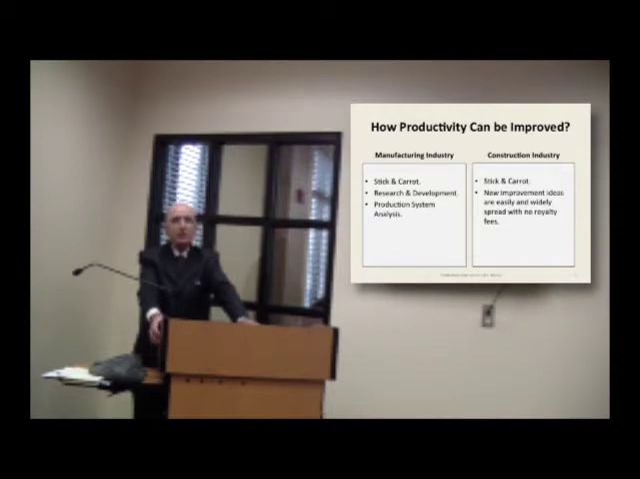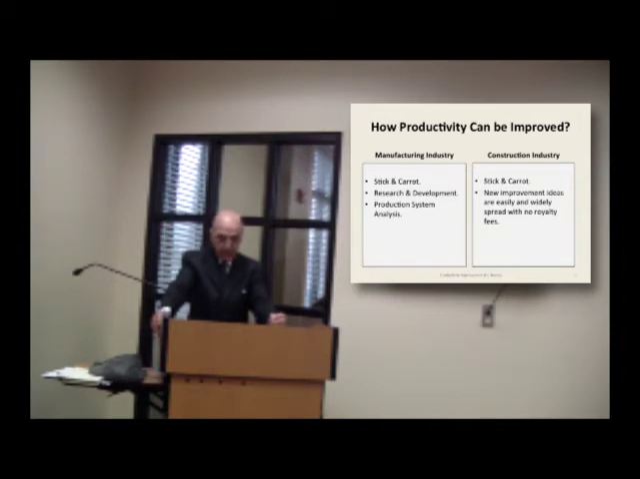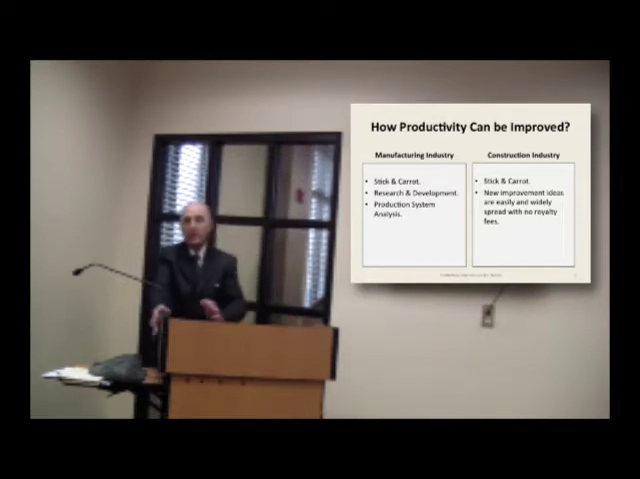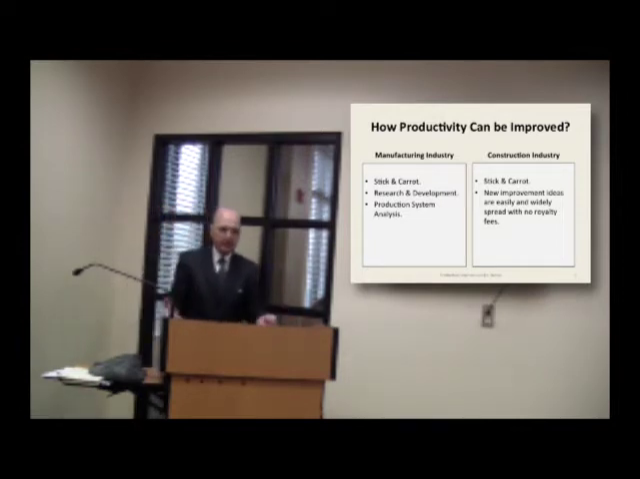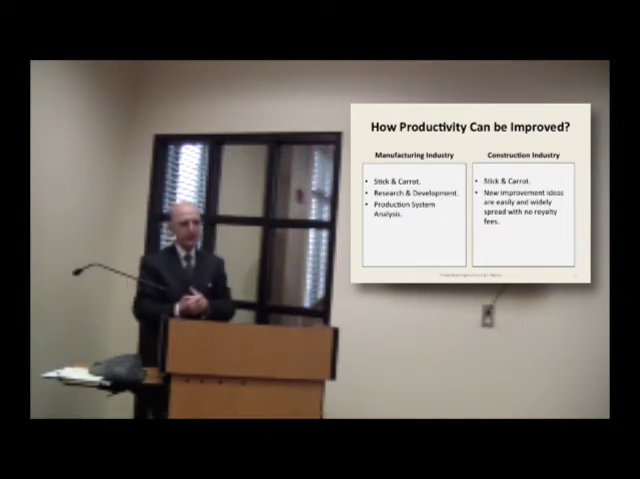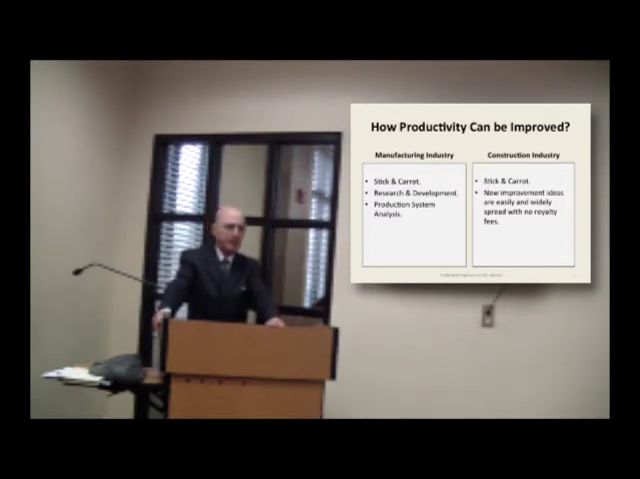The other way of improving productivity in the manufacturing industry is research and development. The third one is production system analysis. We analyze the production system and look into ways to cut the fat and the waste. What about the construction industry? Usually the traditional method in the construction industry is stick and carrot. The management in the field are using the stick and carrot to improve or control productivity.